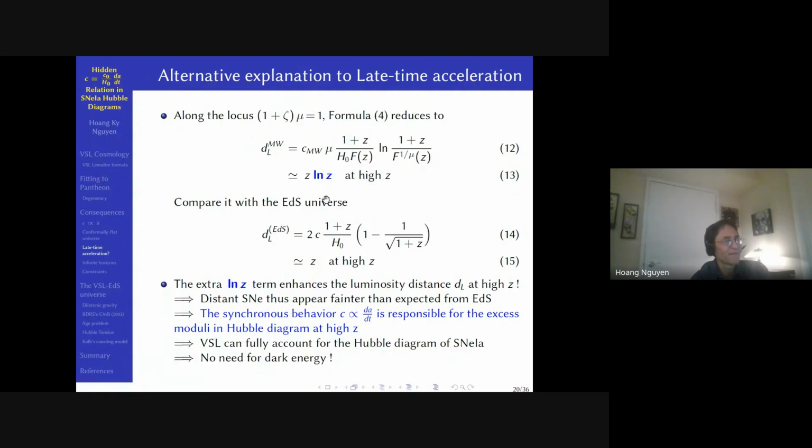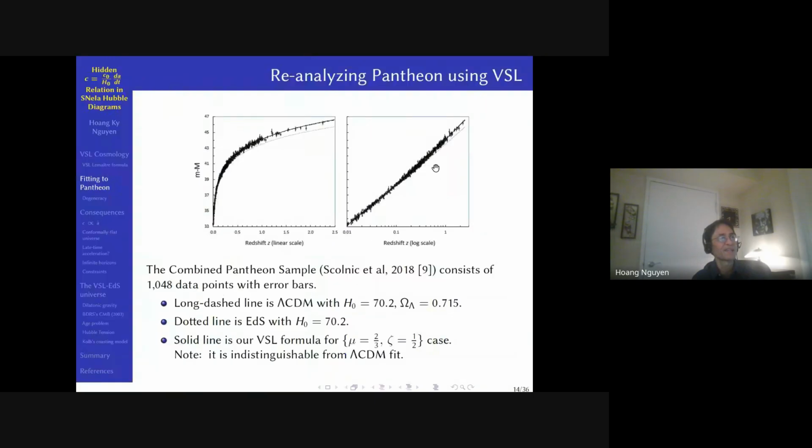That means that now we have the extra log z. That extra log z gives an enhancement in the modulus for the DL at high z. Beautifully, you get that. So that means that the distant supernovae will appear fainter than expected from EDS. So the EDS model cannot explain the high z section of the supernovae Hubble diagram. But the reason why this helps is because you have a log z. It captures it very well. And you see from here, sorry, I go back to that. So this one is that, but now this is modulus versus log z.